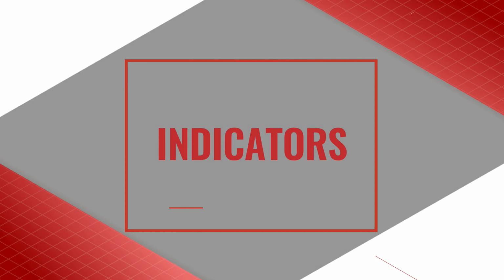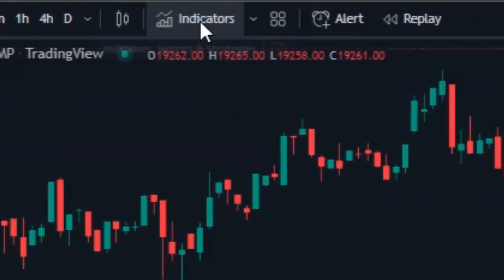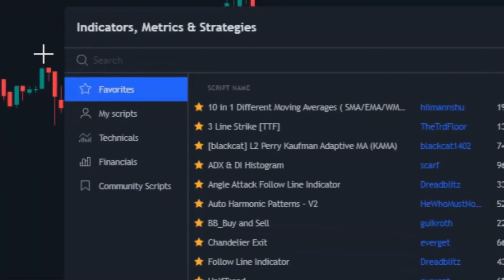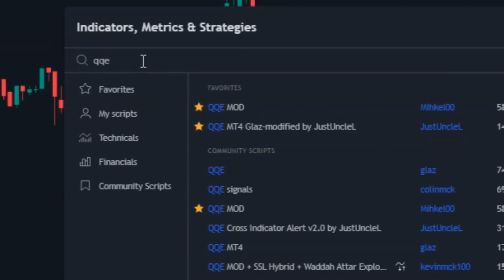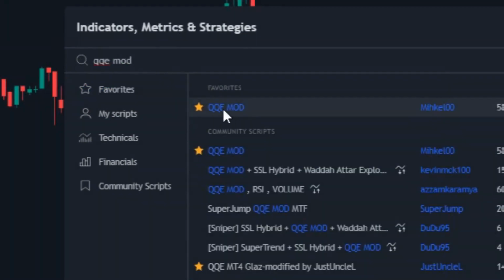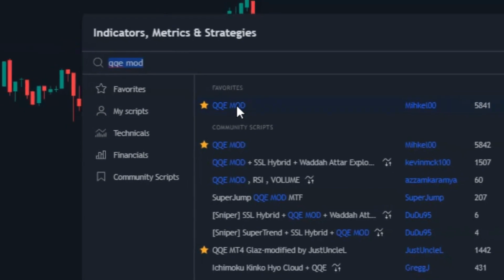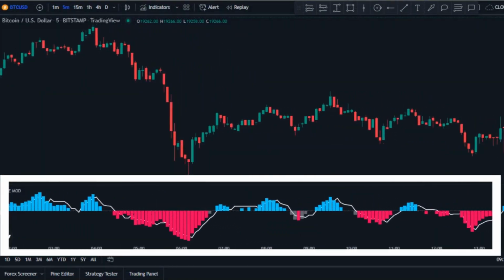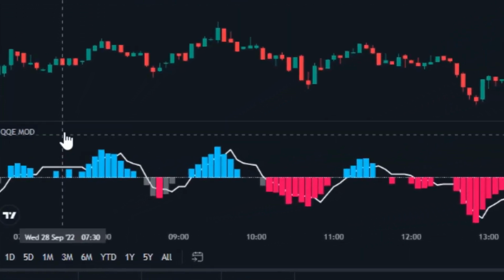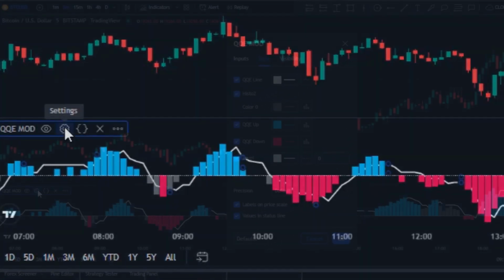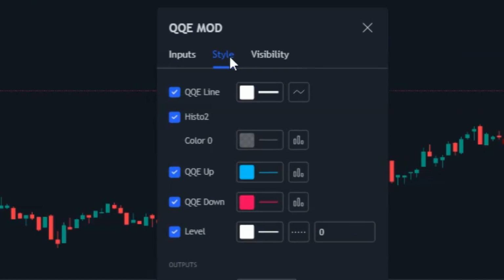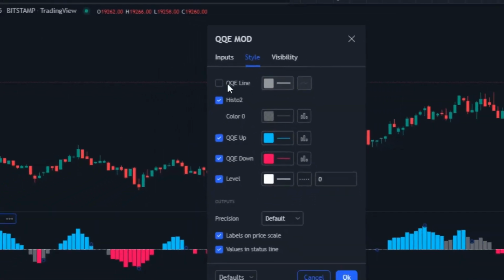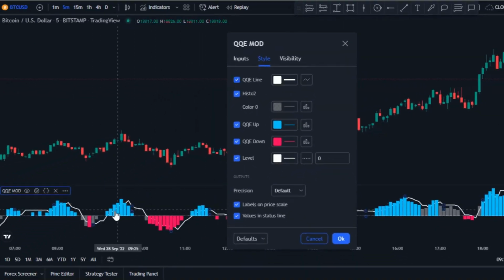you my strategy. For the first indicator, get into the indicator section and search for QQE Mod. This indicator by Michael 00. This is how the QQE Mod indicator looks on the chart. So click on the settings button in front of the indicator name and then get rid of QQE line. So when you disable this QQE line, this line in the indicator will disappear. So now we can click OK.